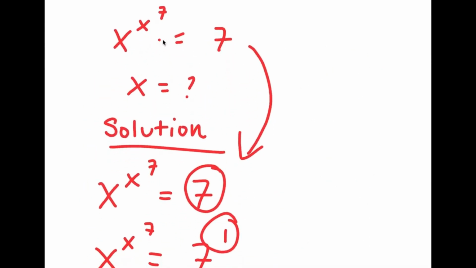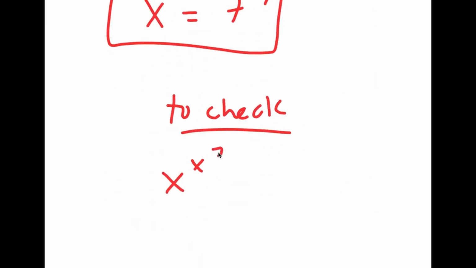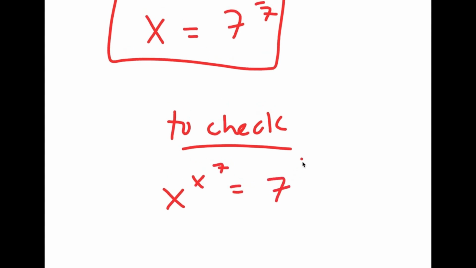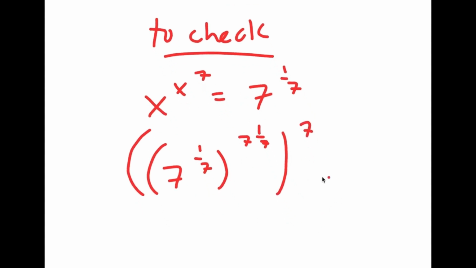So now to check, I'm going to plug this back into my original equation. x to the power of x to the power of 7 is equal to 7 to the power of 1 over 7, meaning 7 to the power of 1 over 7 to the power of 7 to the power of 1 over 7 to the power of 7 is equal to 7 to the power of 1 over 7.